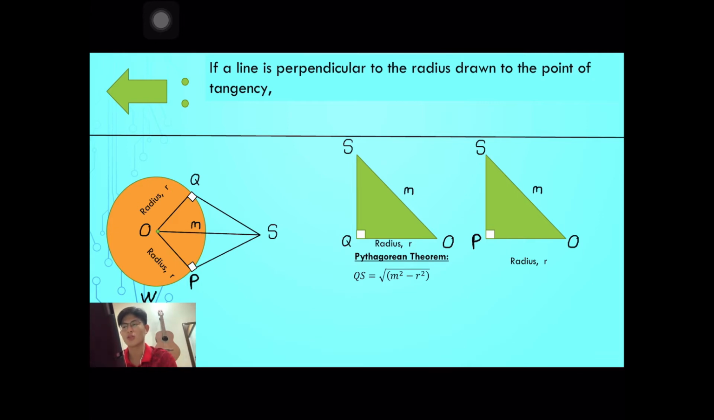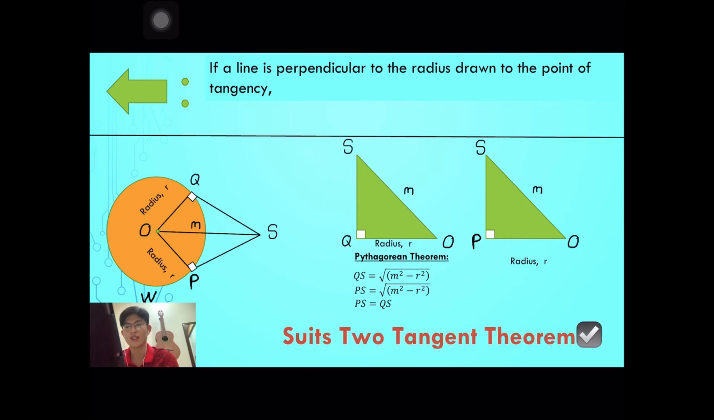PS is also equal to the surd of m squared minus r squared, and we can conclude that PS is equal to QS. So when we say PS is equal to QS, this suits the two tangent theorem, which states that PS will equal QS if they are the tangents that extend from a same point that lies outside the circle, which is point S. So with this, we have proven the following sentence of our statement. It says that the line is a tangent to a circle by direct proving method.